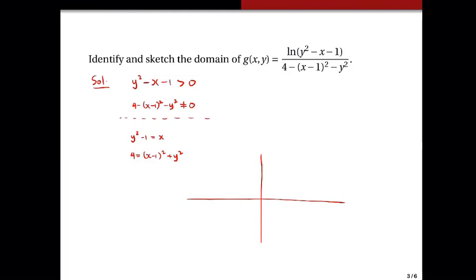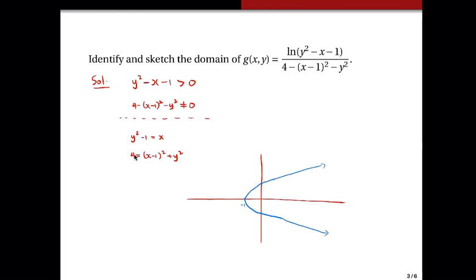Correct? So suppose this is that negative 1. We will have here, at y equals 1 and negative 1, x will be equal to 0. So the graph will be somewhat like this. Let us increase the length of this parabola. It's somewhat like this, then like this.